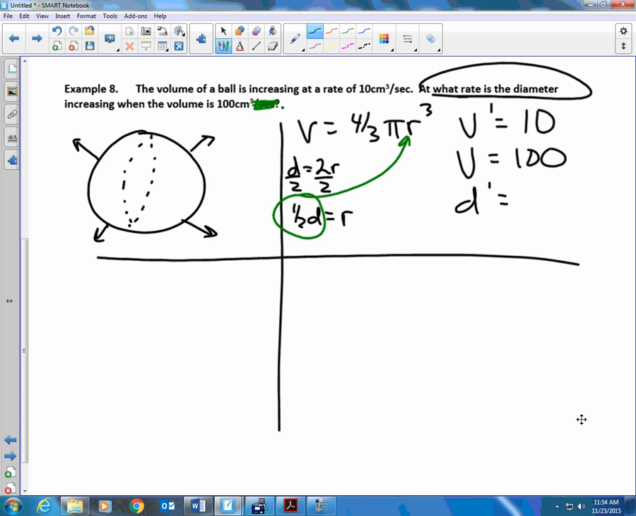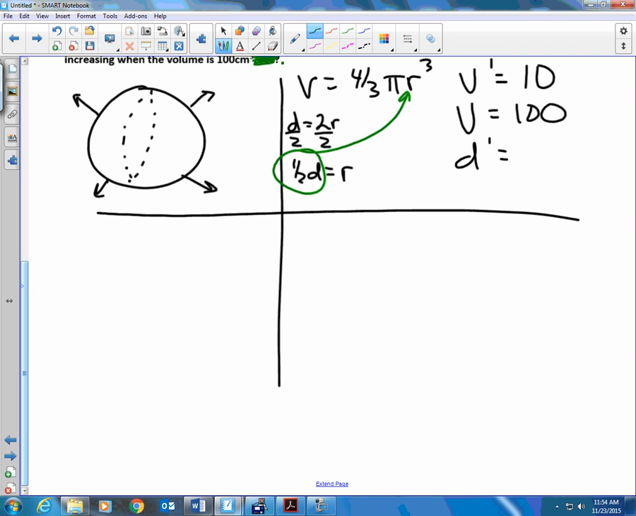Now I'm going to use some space in this third box over here to actually write out the equation and then take the derivative. So volume is equal to 4/3 times pi times, what is 1/2 d to the third power? 1/8 d to the third power. So volume is equal to 4 times 1 over 3 times 8. 4/24 is 1/6.